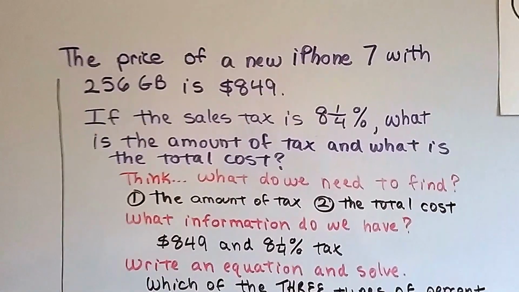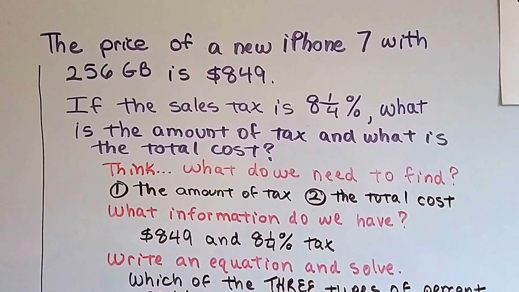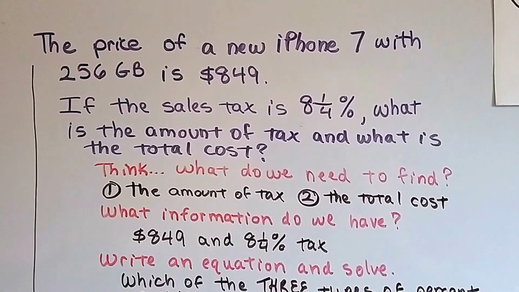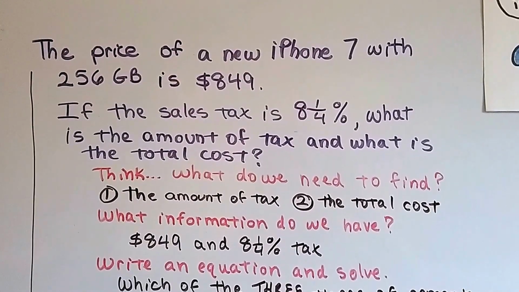All right, so now let's look at this. The price of a new iPhone 7 with 256 gigabytes is $849. If the sales tax is 8 1/4%, what's the amount of the tax and what is the total cost?